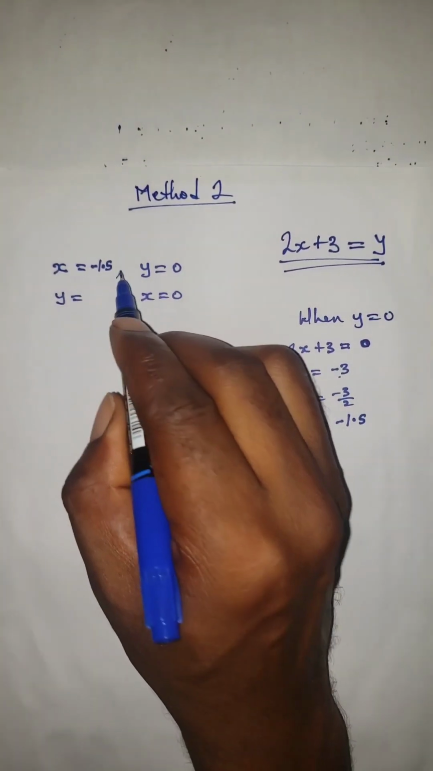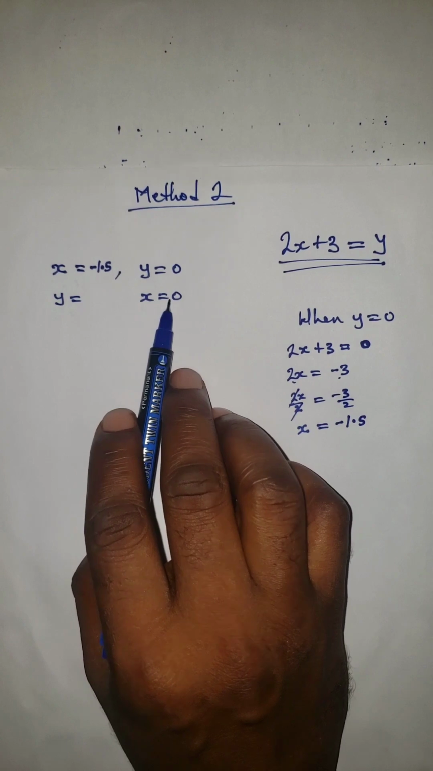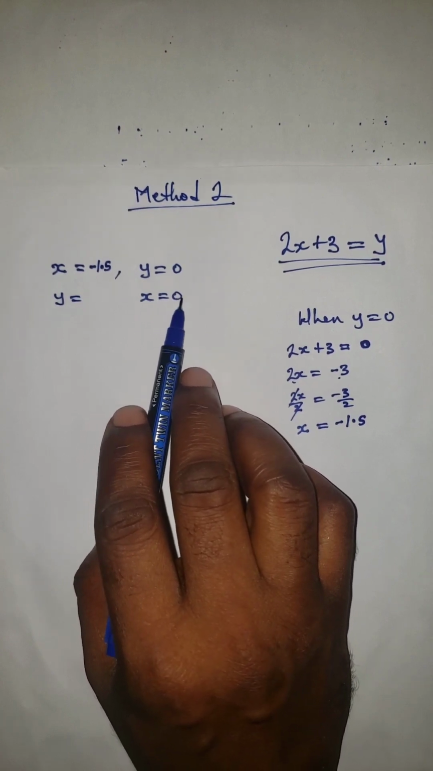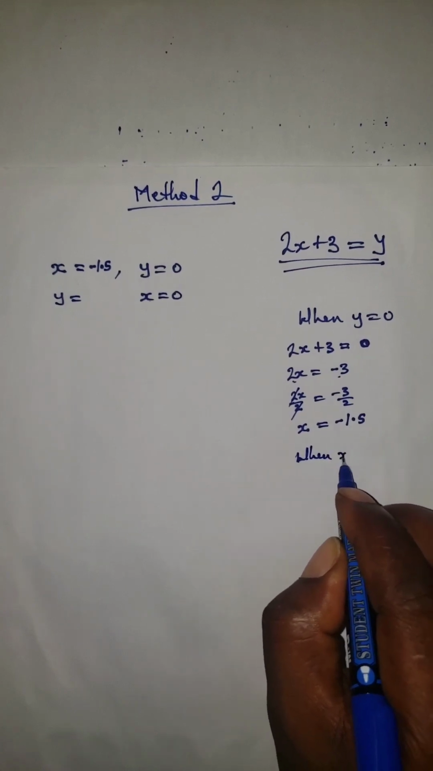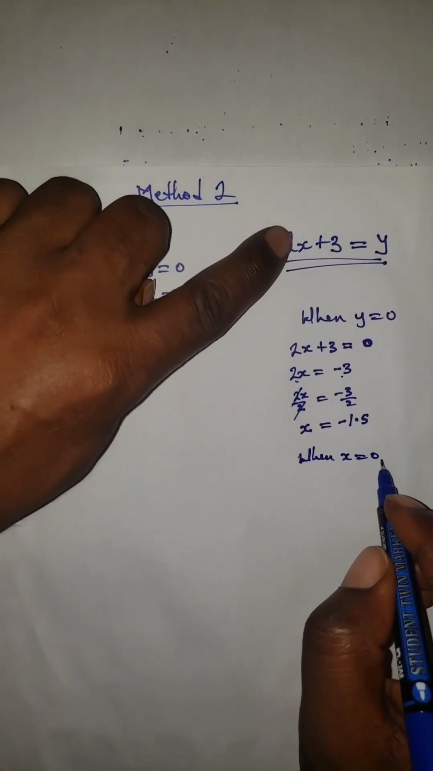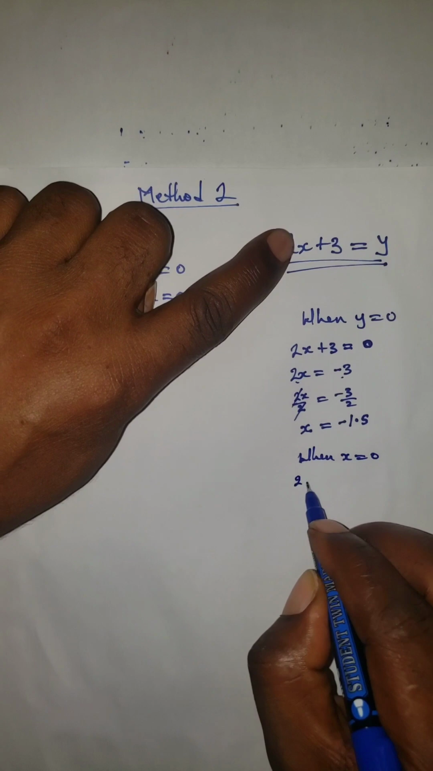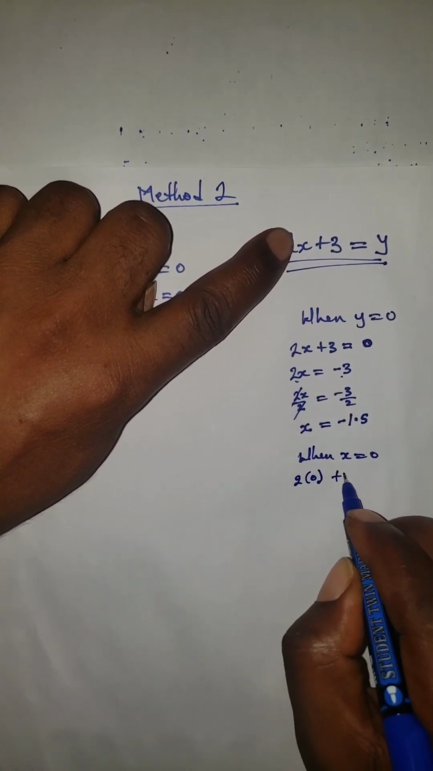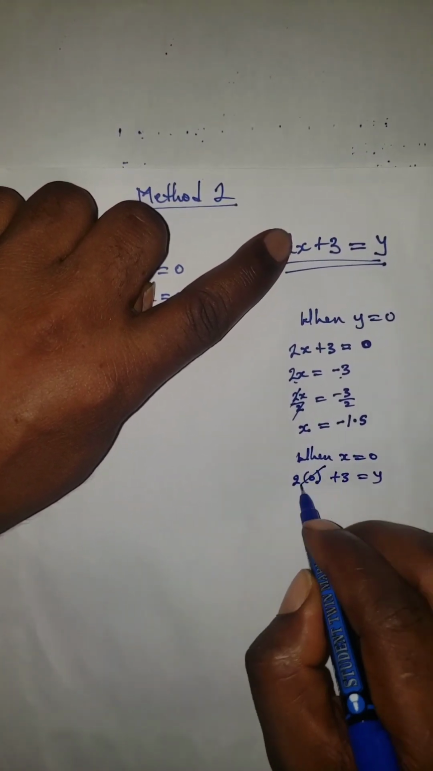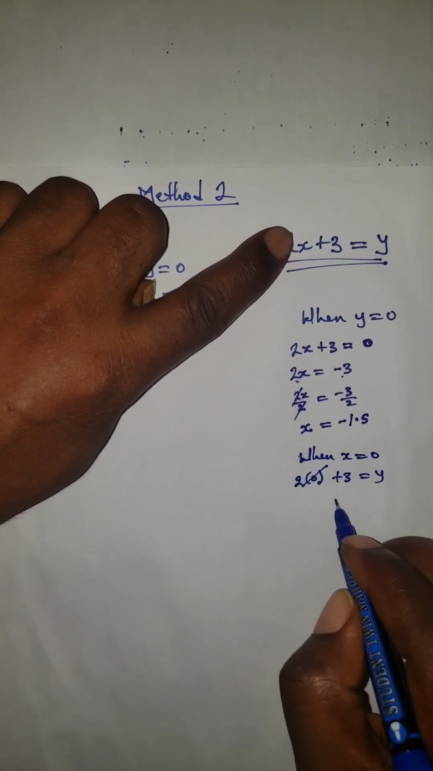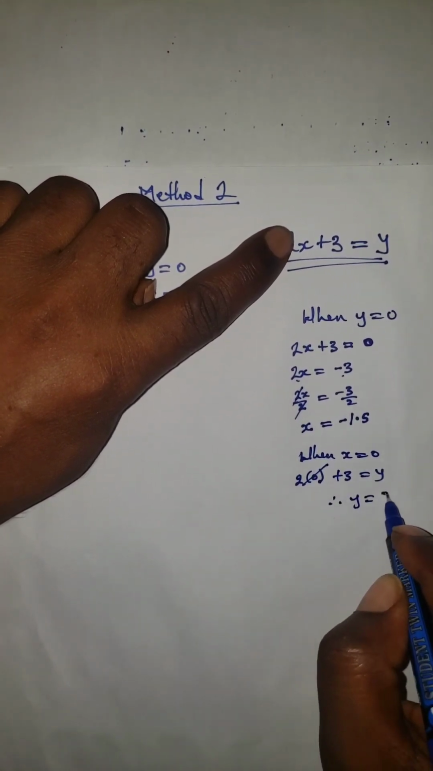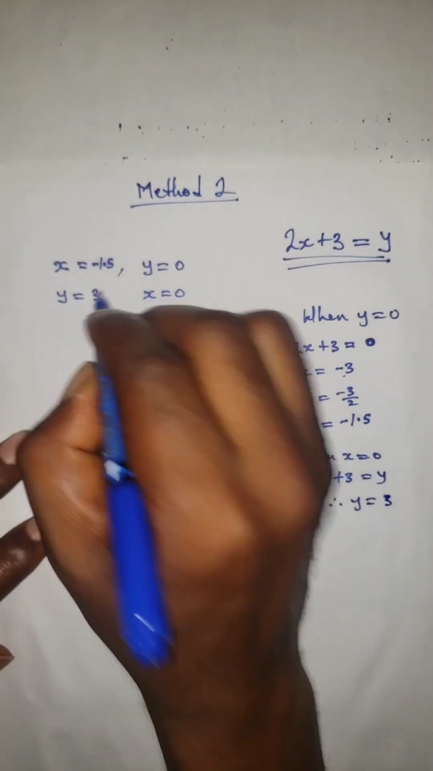We are going to do the same thing for when x equals 0. So I will put my x as 0. So 2 into 0 plus 3 equals y. Anything multiplied by 0 will go. So I have 3, therefore y is equal to 3. So here is 3.